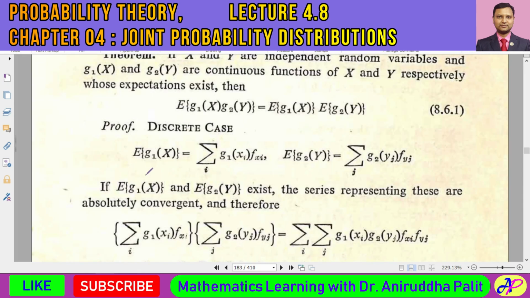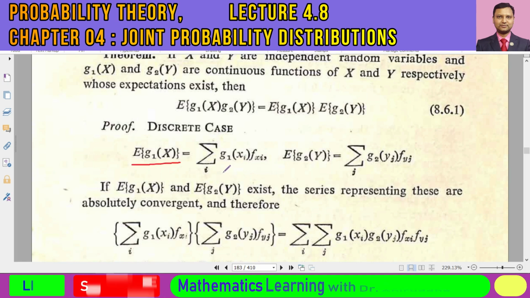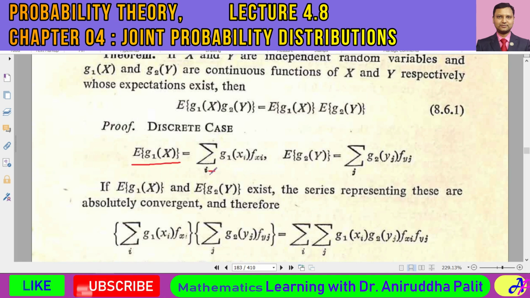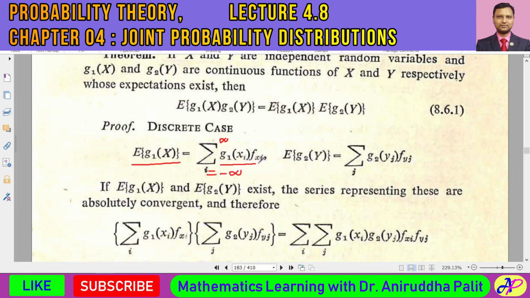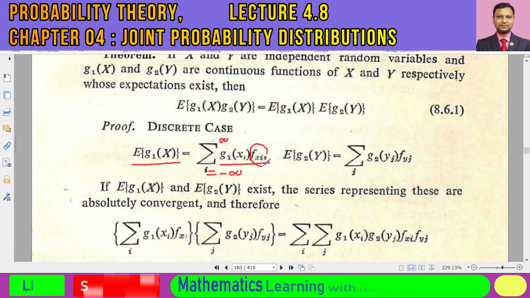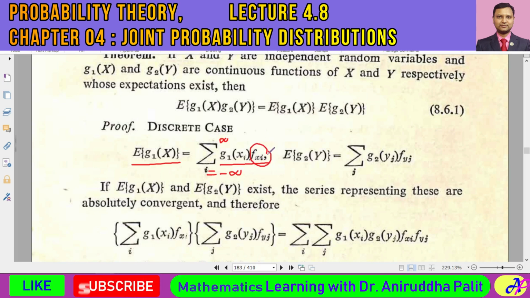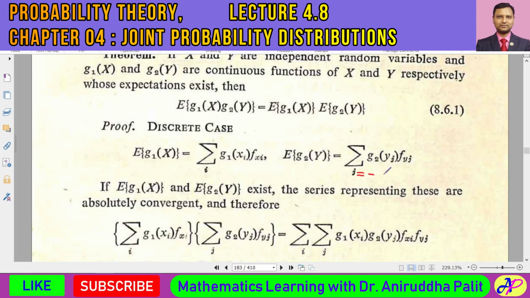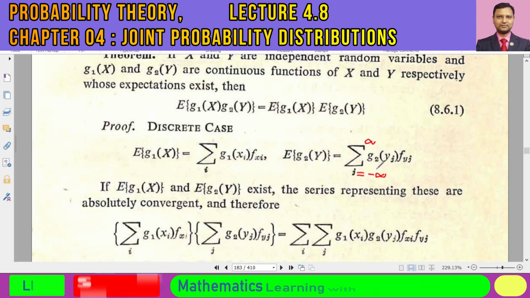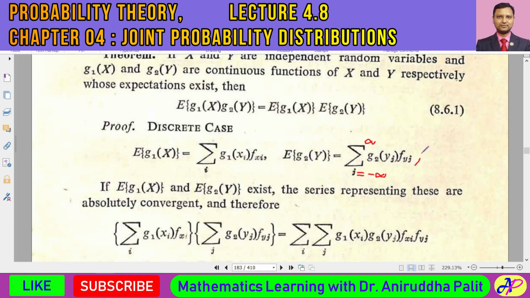So over here you see expectation of g1(x). Expectation of g1(x) would be equal to the infinite summation over i varying from minus infinity to infinity of g1(xi) multiplied by f(xi). Okay, this is the marginal mass function of x. Similarly, expectation of g2(y) would be equal to the summation over j varying from minus infinity to infinity of g2(yj) f(yj), where f(yj) refers to the marginal mass function of y.